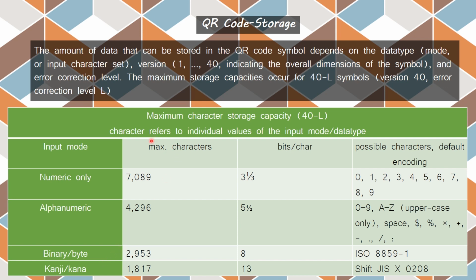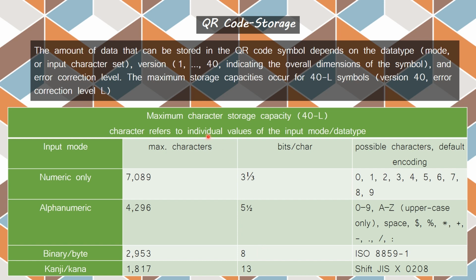So the next column here tells us the maximum characters that we can store in this version 40L QR code on each individual mode. If we go for numeric only mode, we can store about 7,000 characters, and as we go down this table, the maximum characters decrease. In Kanji or Kana, that language, we can store only about 1817 characters at max. And this next column tells us the number of bits required to store a character in each and every mode. So for binary data, in the binary mode, to store a single character we require 8 bits.